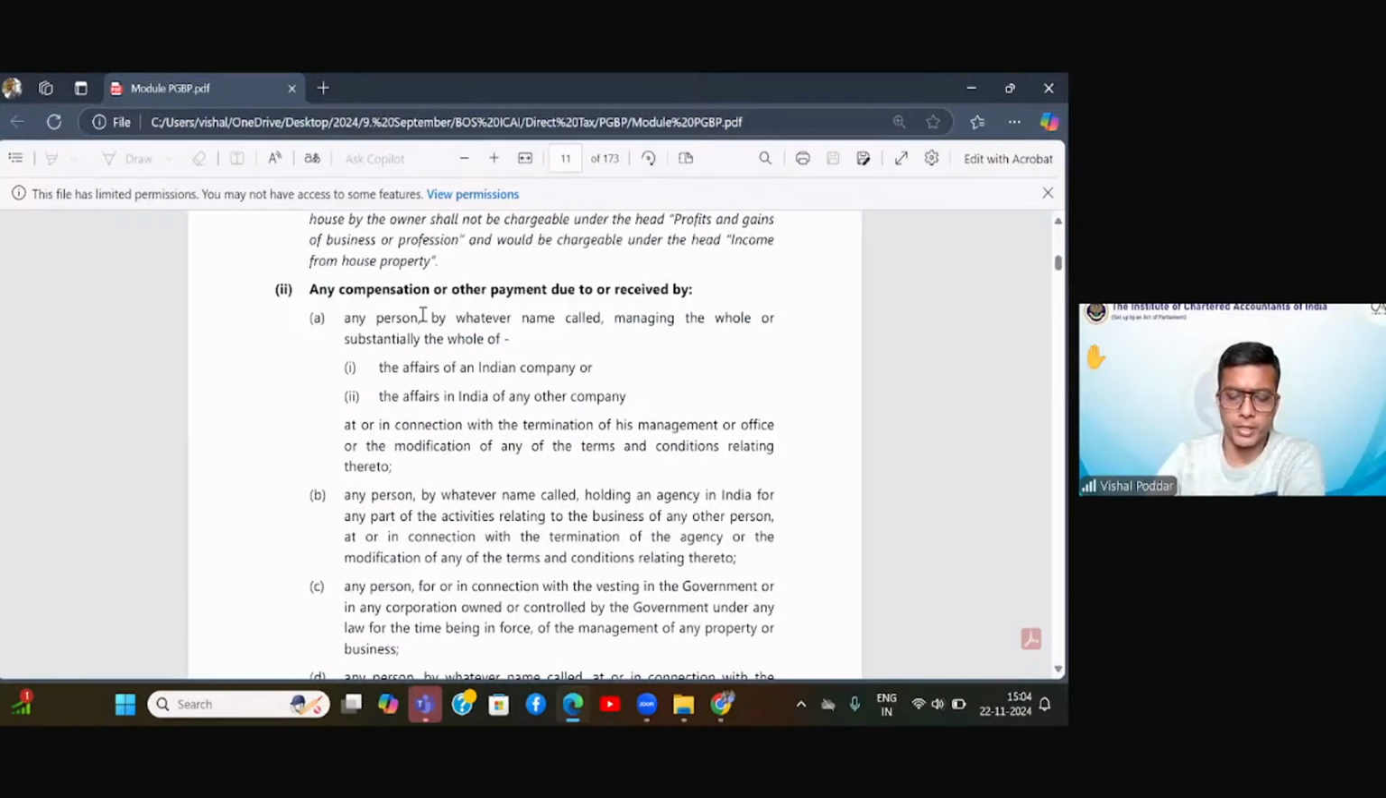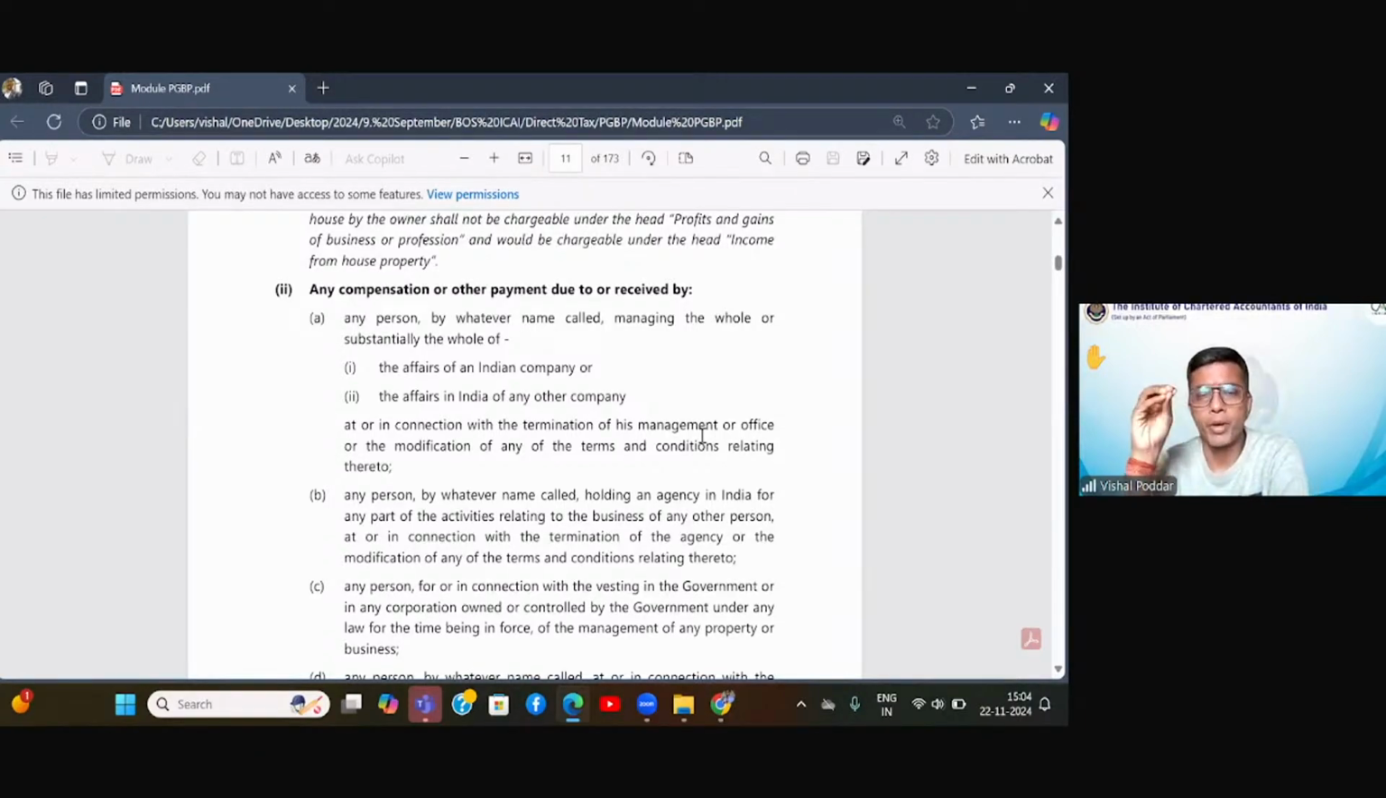Second, as you can see, the second item covered in this particular section is various types of compensations. Now, what are these compensations? These compensations are linked to business. How are they linked to business? See, a person, by whatever name called, managing the whole or substantially the whole of the affairs of an Indian company, etc., at or in connection with termination of the management.